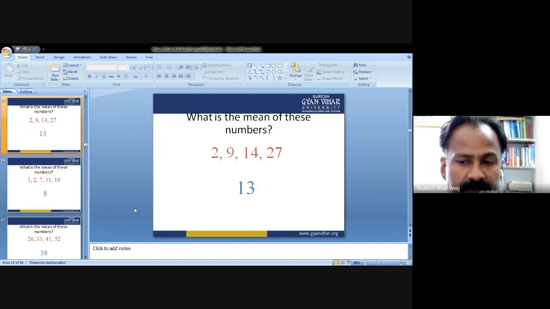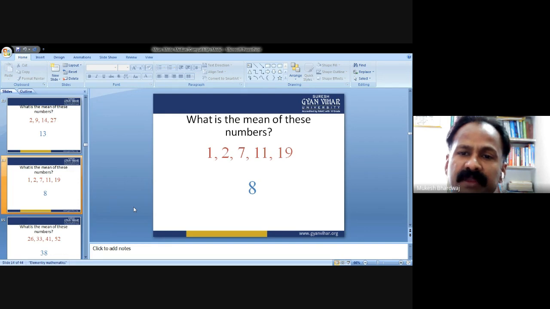Yes, Shweta? Divided by 4, 13. Yeah, 2 plus 9 plus 14 plus 27 divided by 4 comes out to be 13. So this is the way you are going to calculate the average or arithmetic mean or mean. Okay. What is the mean of these numbers? 1 plus 2 plus 7 plus 11 plus 19 divided by 5. You will get 8.